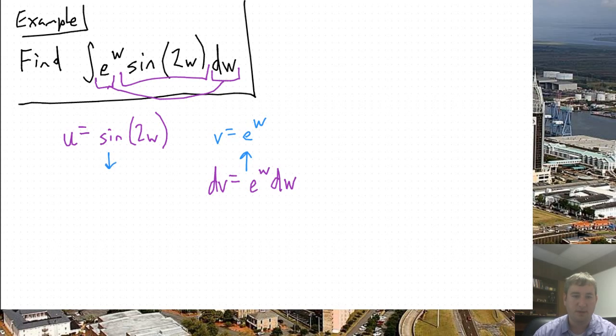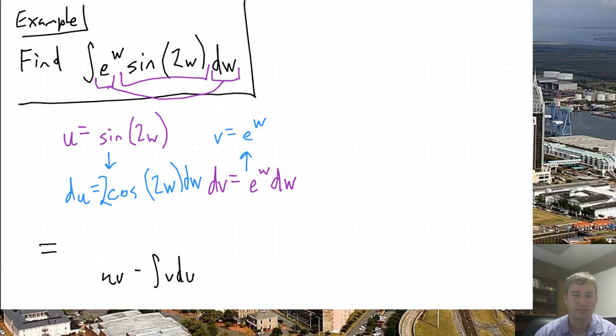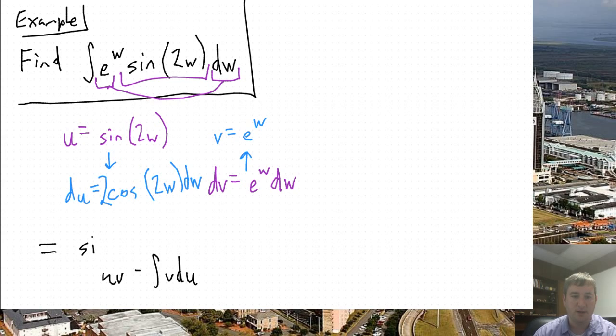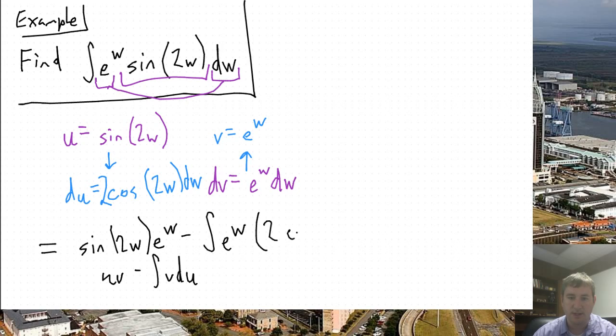I'll take the derivative on the left to get sine becomes cosine of 2w. Now, chain rule says I've got to bring out the derivative of the inside, so that 2 pops out there on the left, and I've got to have a dw involved as well. So let's put this all together, remembering the formula, uv minus integral v du. That'll get me, my u is sine of 2w, v is e to the w, minus integral. My v is e to the w, my du is 2 cosine of 2w dw.